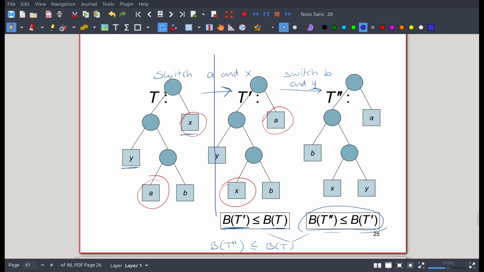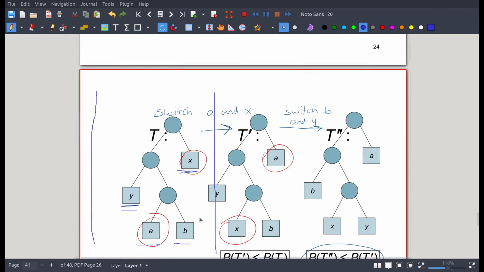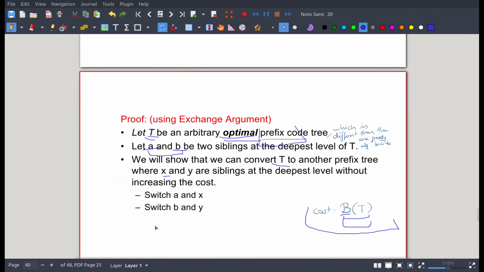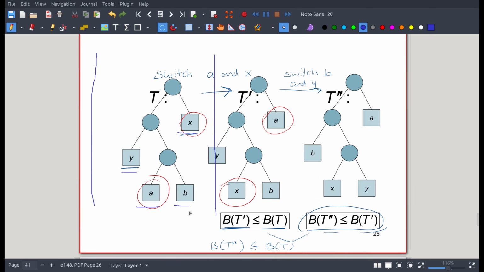So forget the right side, we're looking at the left side right now. Here we have this tree called T. We called it T earlier, and we assumed it to be optimal. It's some arbitrary optimal solution we have, right? This tree has the values x, y, a and b, and a and b are at the deepest level of the tree. So a and b are siblings at the deepest level of the tree.